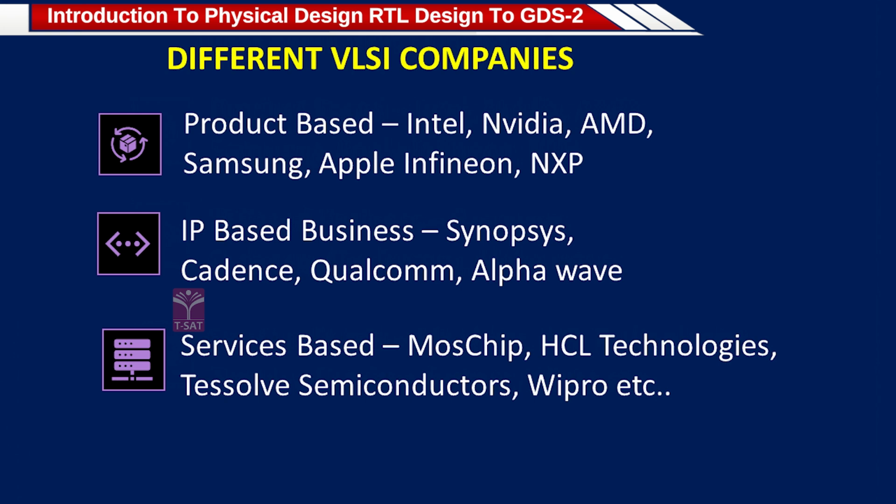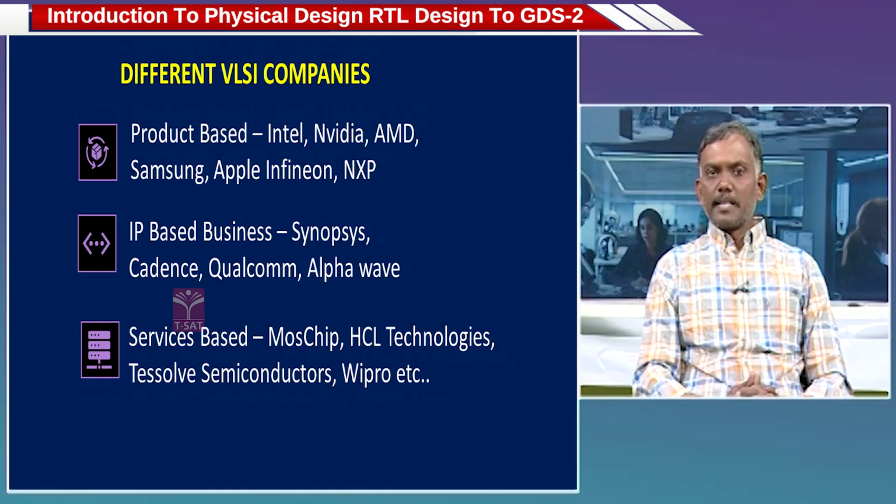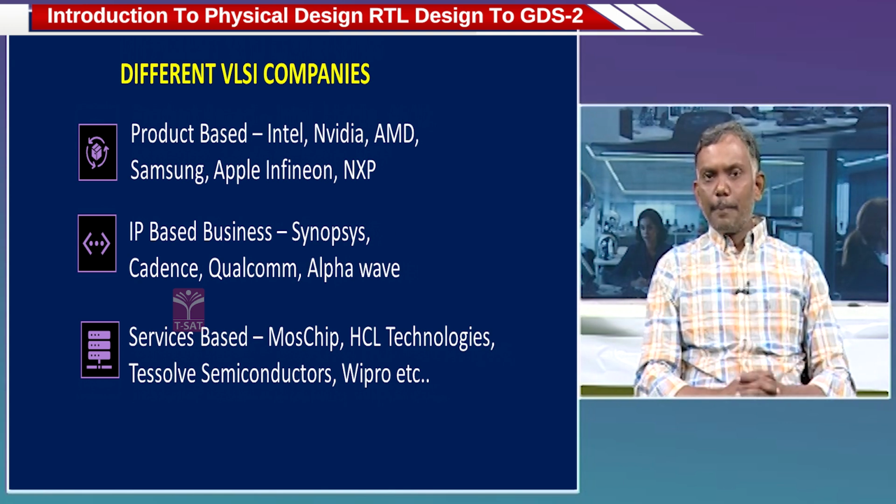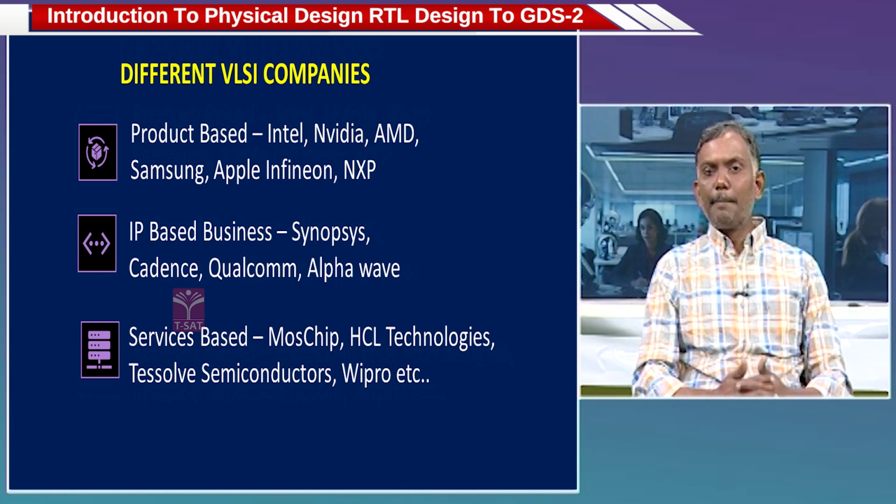If you recollect our initial slides, I used the word IP. PLL is one of the IPs, used for clock generation. So that is one IP. Similarly, you have different IPs. DDR is one IP, USB is another. Like that, you have different IPs.